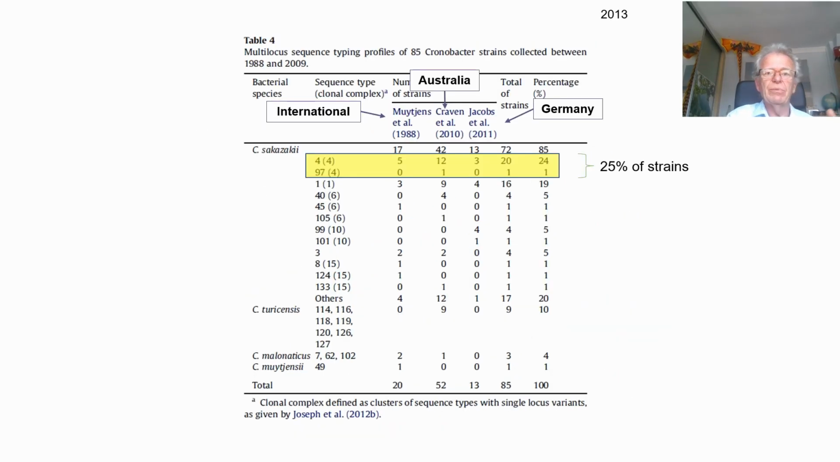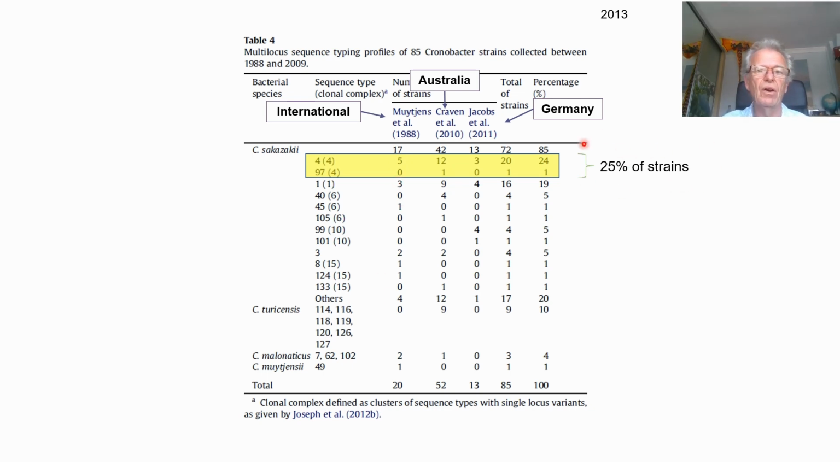Now, one of the things which we've also done is we've worked with previous authors of previous papers, and we have re-identified the strains. One paper, we contacted authors of well-known papers before. This one's from Germany, strains from Germany from factories and infant powders. This one's from various factories in Australia. This one's an international study from Harry Mountains way back in 1988 for international strains. And we re-identified all those strains, and we did the sequence type.